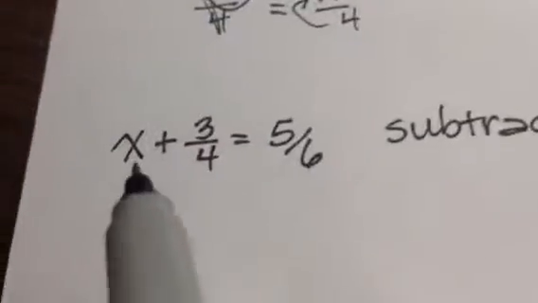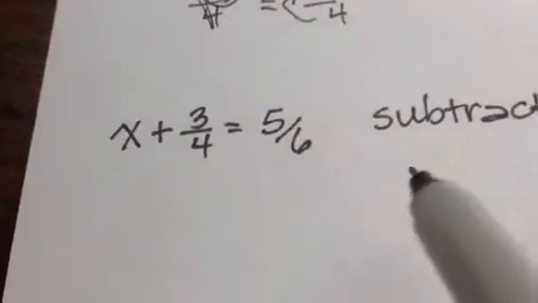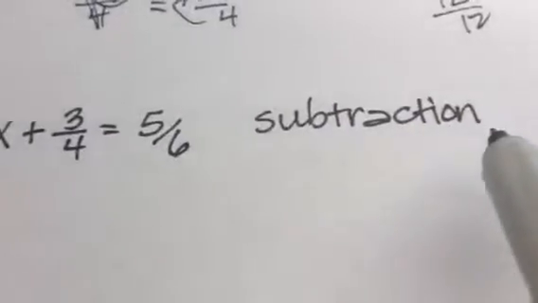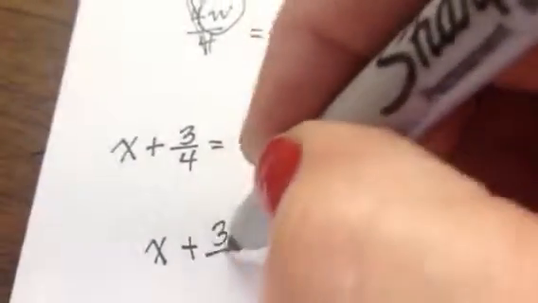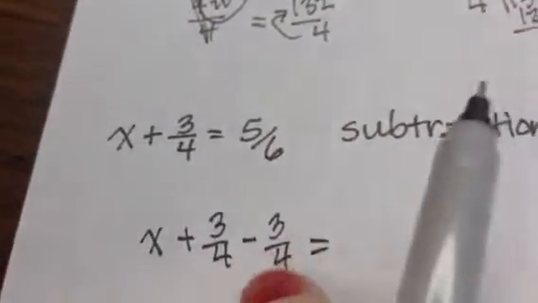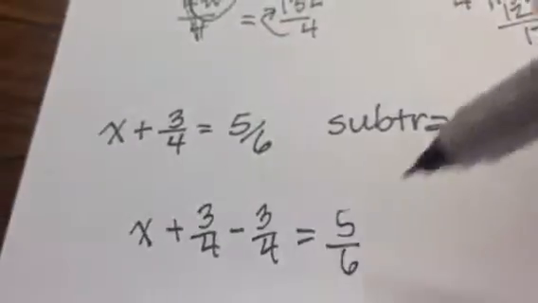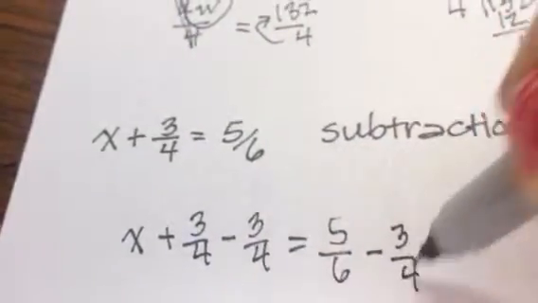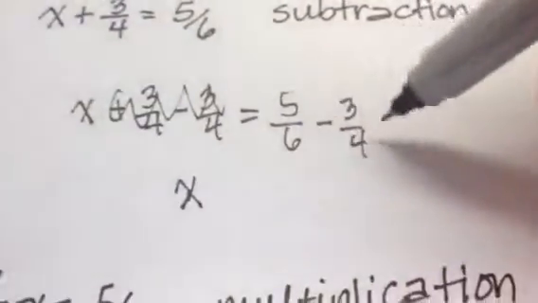All right. x plus 3/4 equals 5/6. It's an addition, so I'm going to use subtraction. So I'm going to write the problem. x plus 3/4 minus 3/4. Whatever I did to this side, I have to do to the other side of my equal sign. So that's 5/6 minus 3/4. Now, I've just isolated my x, right?